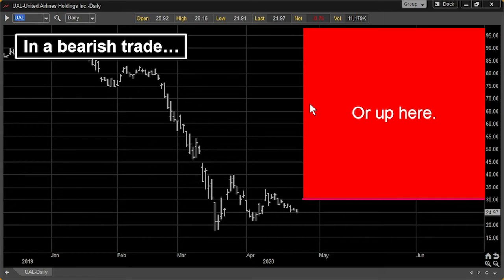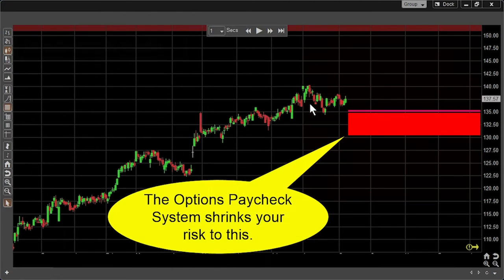And also, by the way, I won't talk much about this today, but volatility is a huge risk. We've seen in the last month, month and a half, 30-year highs in option volatility. If you're a naked option seller and volatility goes through the roof, you just got killed. You lost a ton on volatility alone. Well, the paycheck system not only shrinks your risk down to this, it also protects you against volatility. So let's see how this works.